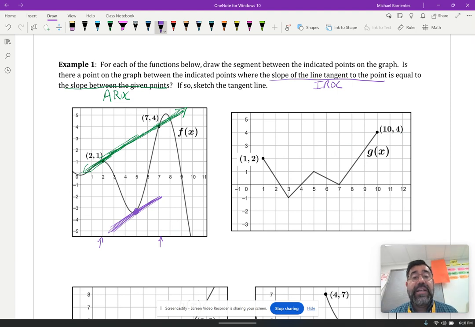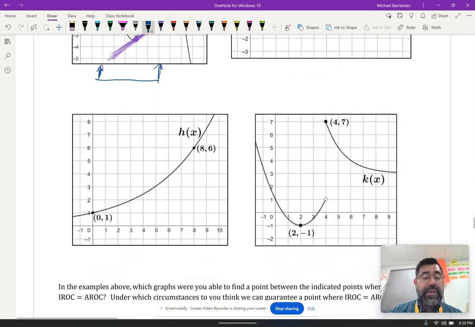It's relating one rate of change with another rate of change. And it's telling us, does a point exist in that interval, in that window between -2 and +7, such that the slope is the same? It'd be nice if that was always true.